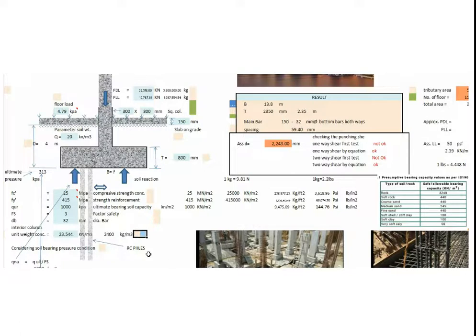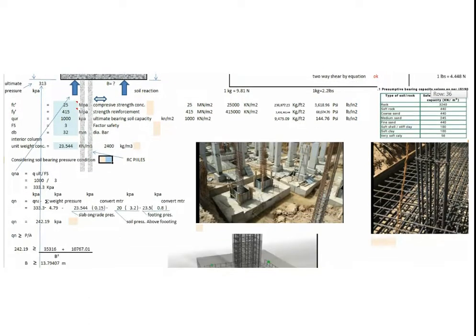The unit weight of concrete is 23.544 kN per cubic meter. Considering soil bearing pressure, the allowable bearing pressure q_a is equal to q ultimate divided by factor of safety, so 1000 divided by 3 equals 333.